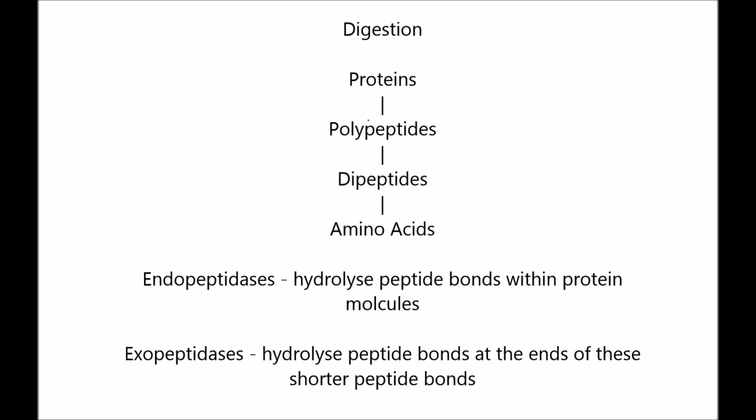The process of proteins breaking down into amino acids is that proteins break down into polypeptides, polypeptides break down into dipeptides, and dipeptides break down into amino acids. Endopeptidases hydrolyze the peptide bonds within the protein molecule. The exopeptidases hydrolyze peptide bonds at the ends of these shorter peptides. These are required because the protein molecule is such a large molecule.